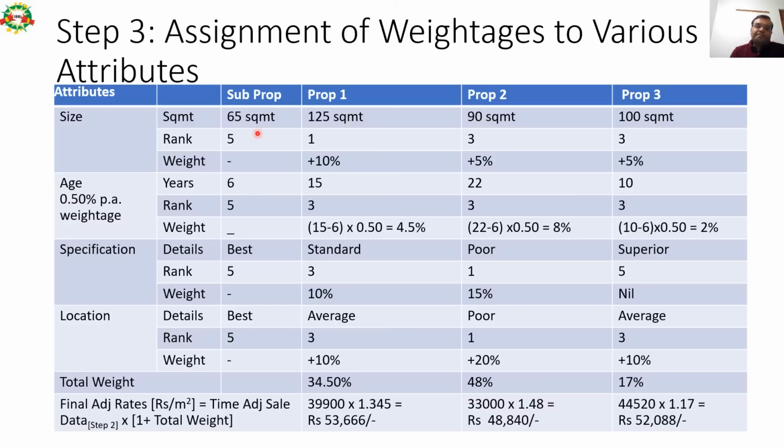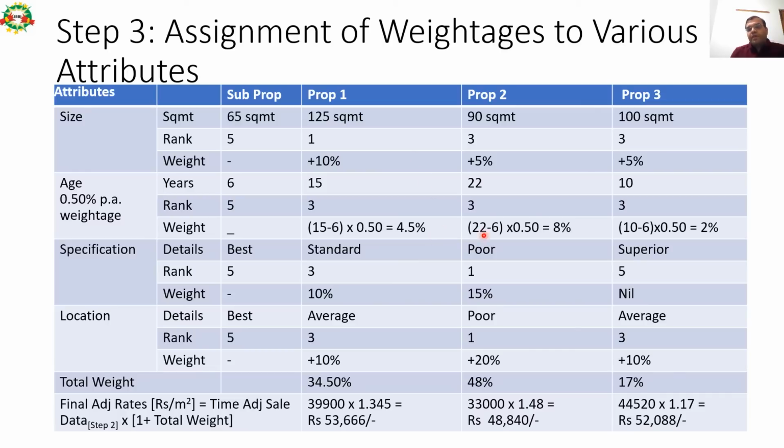the attribute of the subject property. Likewise, age. Let us say 0.5% per annum weightage is given for age in terms of depreciation. Our property is 6 years old, however property number 1 is 15 years old, so there is a gap of 9 years. We have to increase the price of property 1 to make it equivalent to the age of the subject property, which is to be valued, and that is 9 years into 0.5%, equal to 4.5% price increase for property 1.